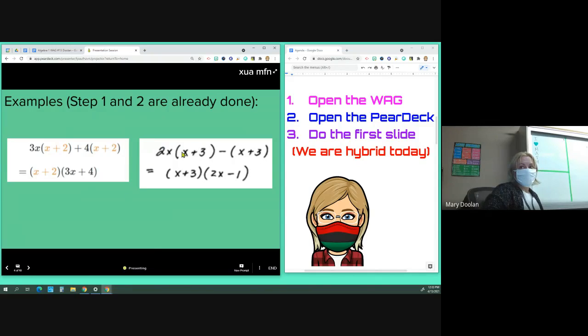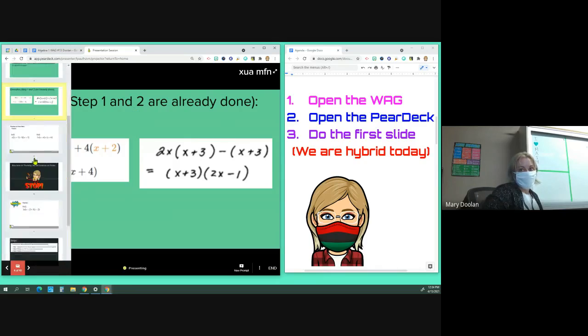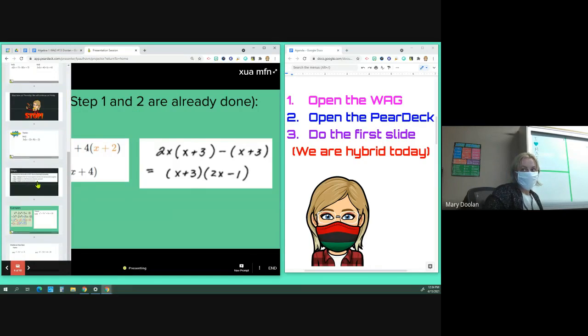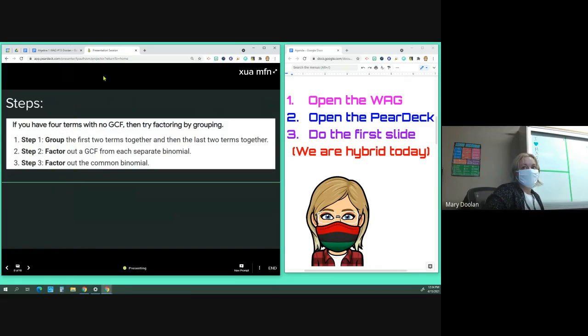These are a couple examples that are done, and we're going to start with examples where steps 1 and 2 are already done. You don't have the steps yet in front of you, so I'm going to show you those real quick, although they don't make a ton of sense because we're looking at examples where 1 and 2 are done. So we're jumping right to step 3, where we're factoring out a common binomial.